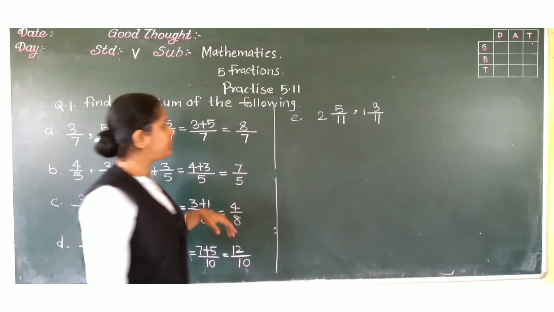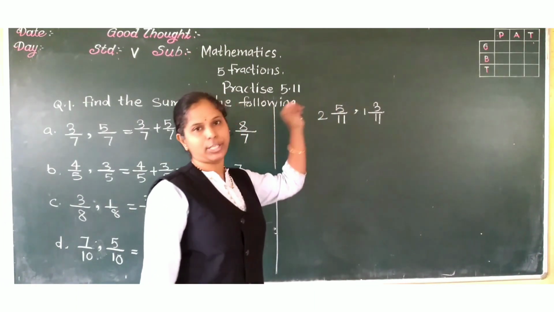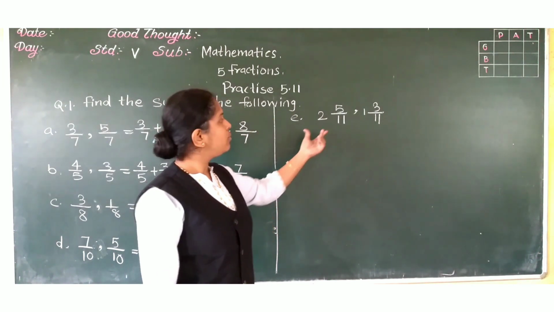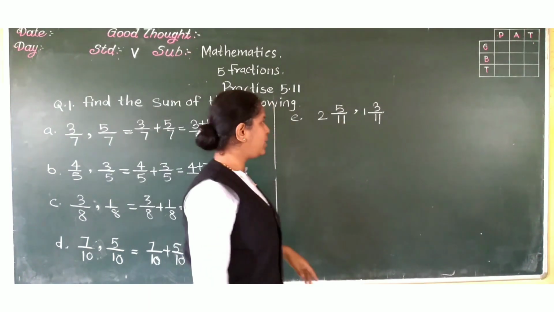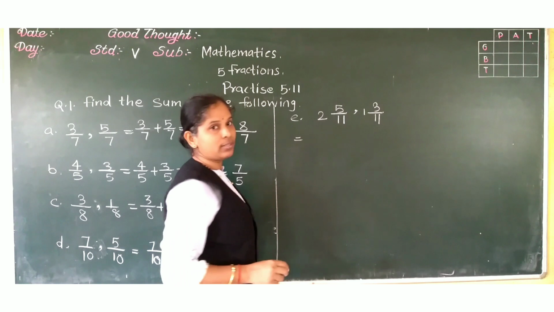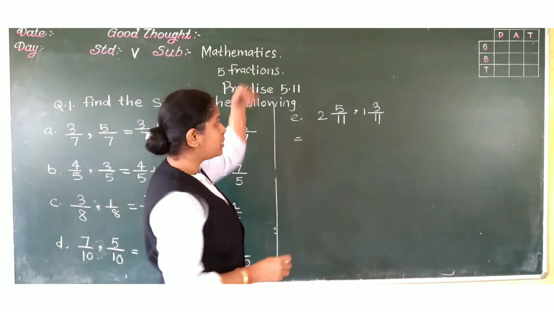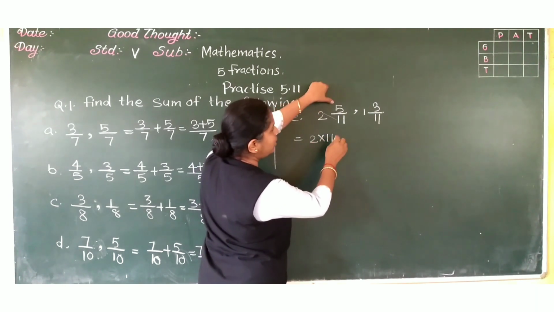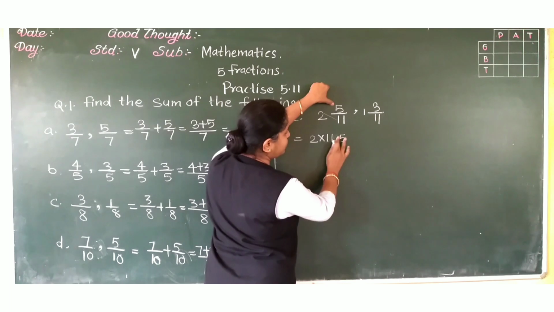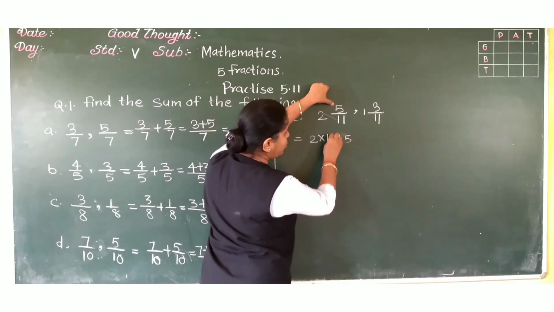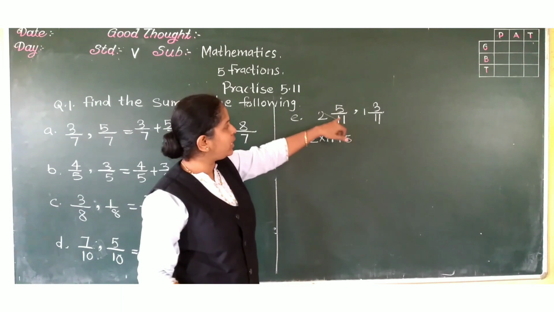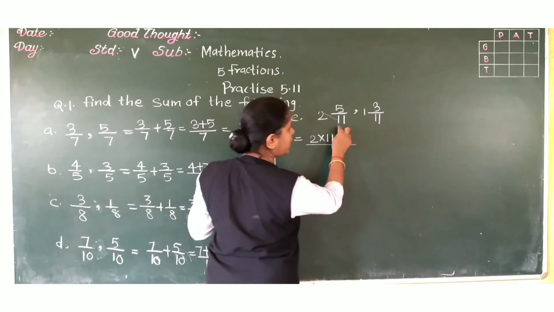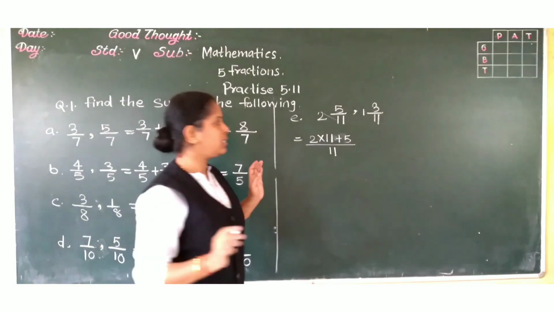Fine. Next. Now see here. This is mixed fraction. Okay. So what we have to do? We have to first convert into improper fraction and then we have to add it. So how to convert into improper fraction? In the previous practice we have learned. What we have to do? See here. Multiply whole number with denominator and add numerator in that. Okay. What we have to do? Multiply whole number with denominator and add numerator. Okay? And denominator will remain as it is. We have to write as it is.